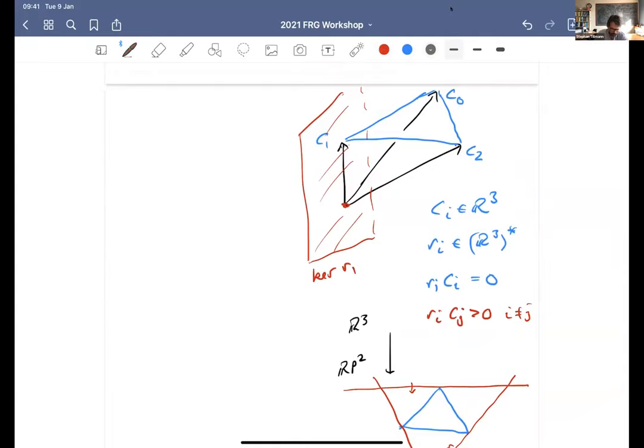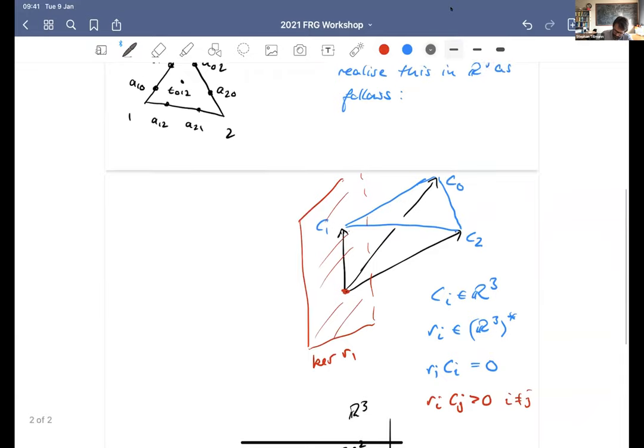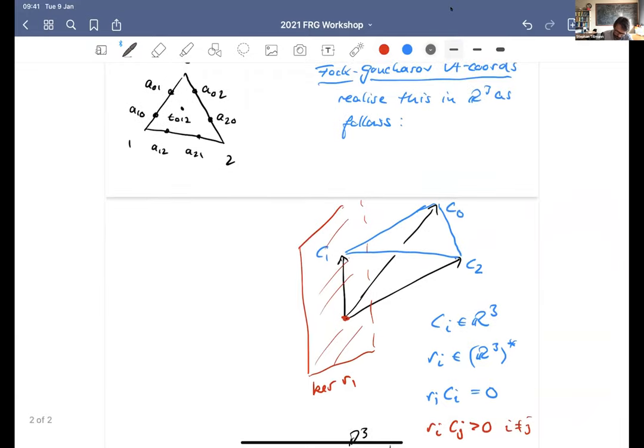So my numbers that I want: my A, before, I had this kind of decoration of the triangle by these numbers. And so what I want is that Aij is exactly the curve vector Ri evaluated at the vector Cj. So these are these positive numbers that I had here. And then the T012 is just the determinant of the matrix that I get when I put the three vectors as columns into this matrix.